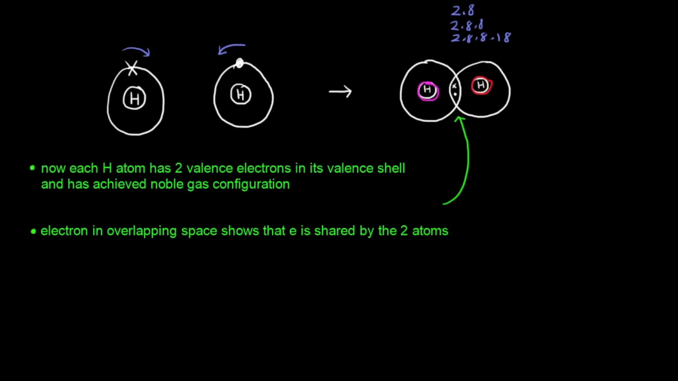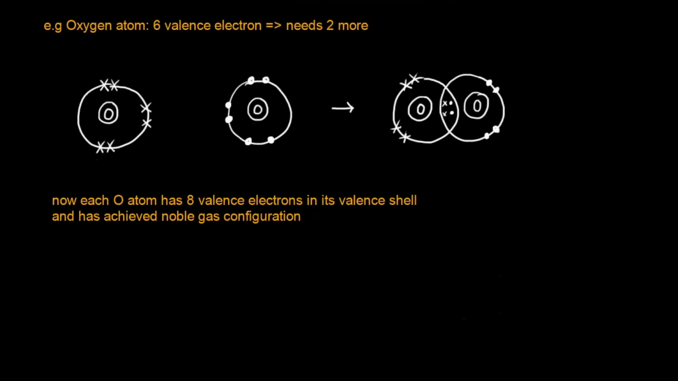Next one, let's talk about oxygen. We know that oxygen has 6 valence electrons. We are just ignoring the first and second shell. This is just the third shell, which is made out of 6 electrons. For the first oxygen atom, let's color it pink, maybe. The second one, let's do it in blue.